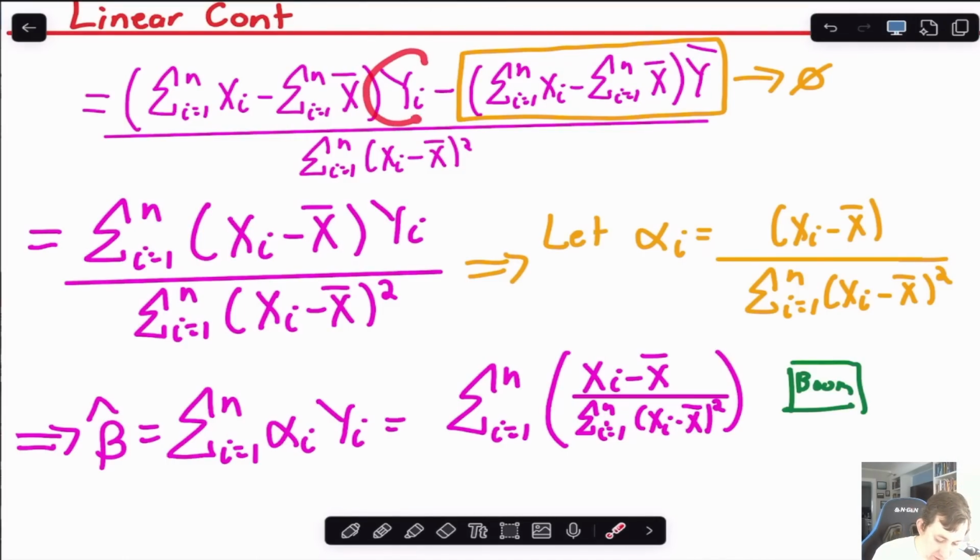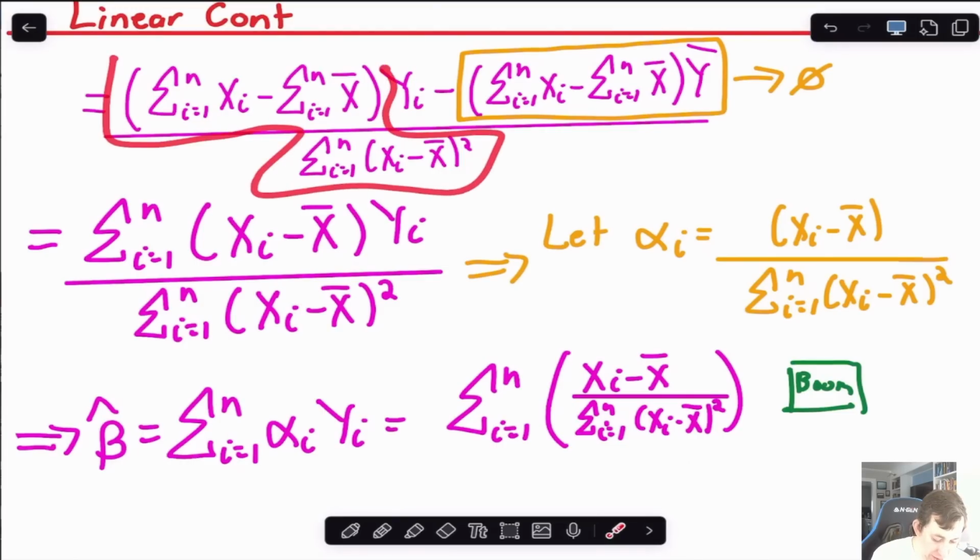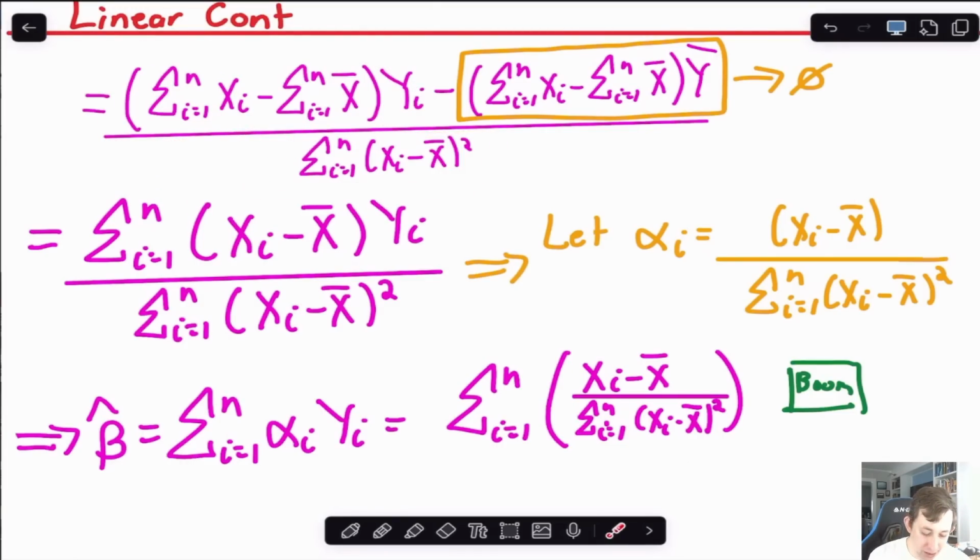This yi doesn't go to 0, because I want to keep that in here. Ultimately, what I want to do is rewrite beta hat as the sum of something times yi, where this something is going to be the weights on each observation. So I want to keep this yi in here. If I just zero it out, then I get 0 on the top, and it doesn't make any sense, because obviously it's not a sum of 0 times yi, it's a sum of some weight times yi.